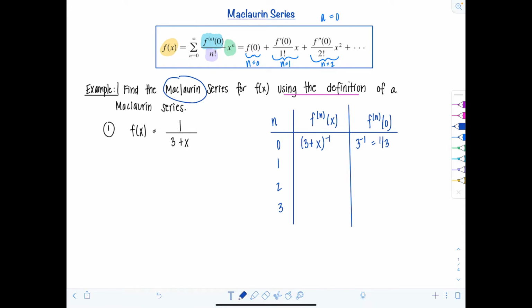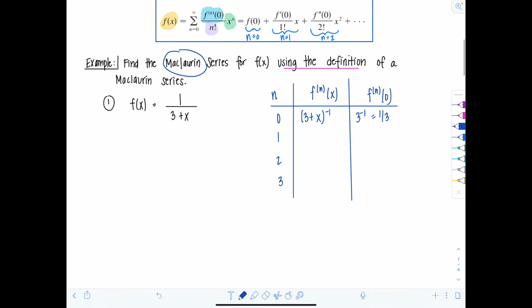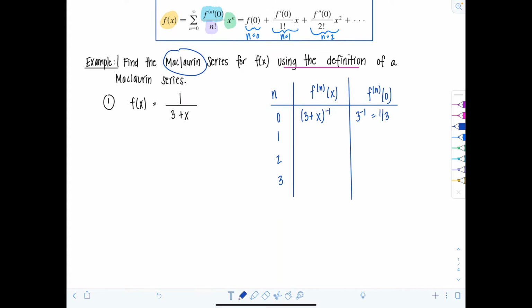Okay. Next, let's take another derivative, or let's take our first derivative. So minus 3 plus x to the negative second. And don't forget, you do have to use the chain rule. So I have to multiply by the derivative of 3 plus x, but that's just 1. So I'll list it out here so you know I thought about it, but it's not going to affect things. And then if I substitute in 0 for x, then this is negative 3 to the negative second, which is negative 1 over 3 squared.